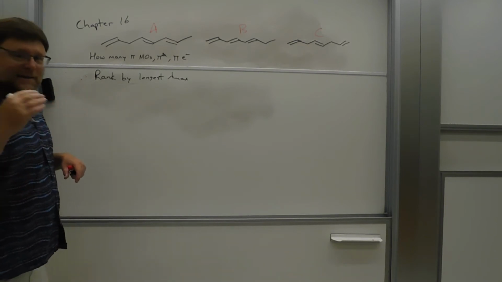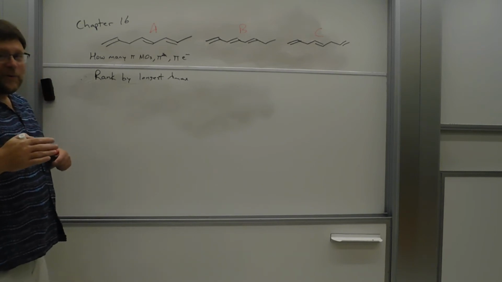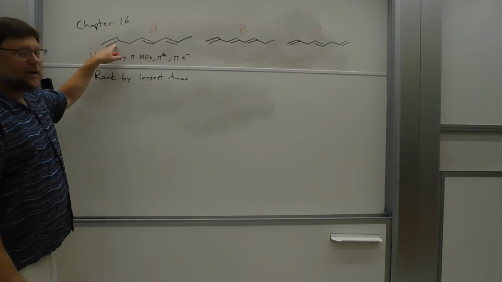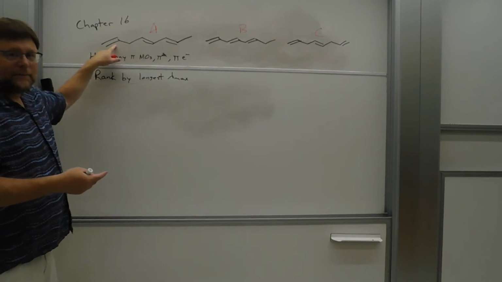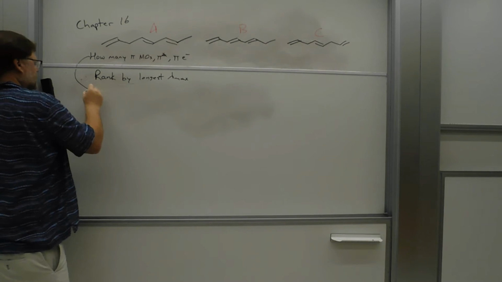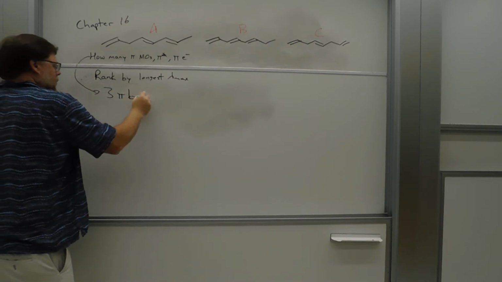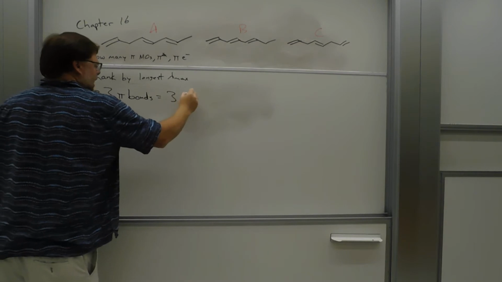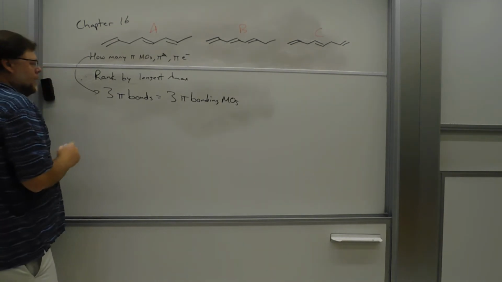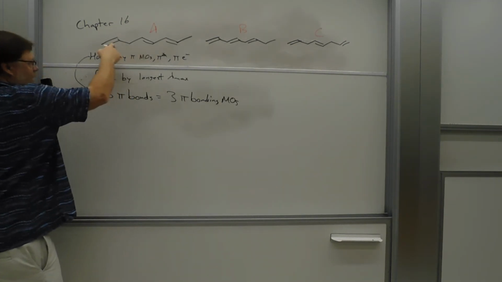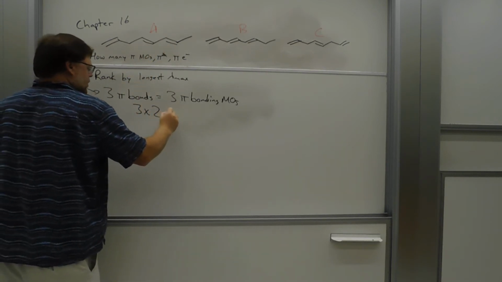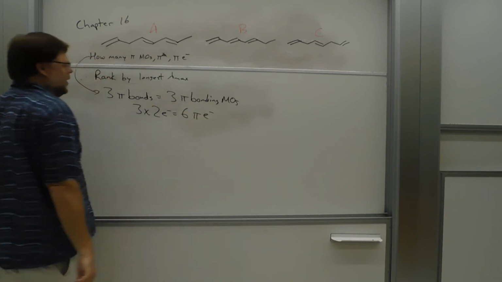The other thing to keep in mind is a sigma bond is about 40 to 50% stronger than a pi bond. So that sigma bond is much more stable than the pi bond. So if this alkene reacts, it's the pi electrons that are going to react. All right, so we have three pi bonds. This has to equal 3 pi bonding MOs. And a pi bond is 2 electrons. 2 electrons there, 2 electrons there, and 2 electrons there. So 3 bonds times 2 electrons is 6 pi electrons.